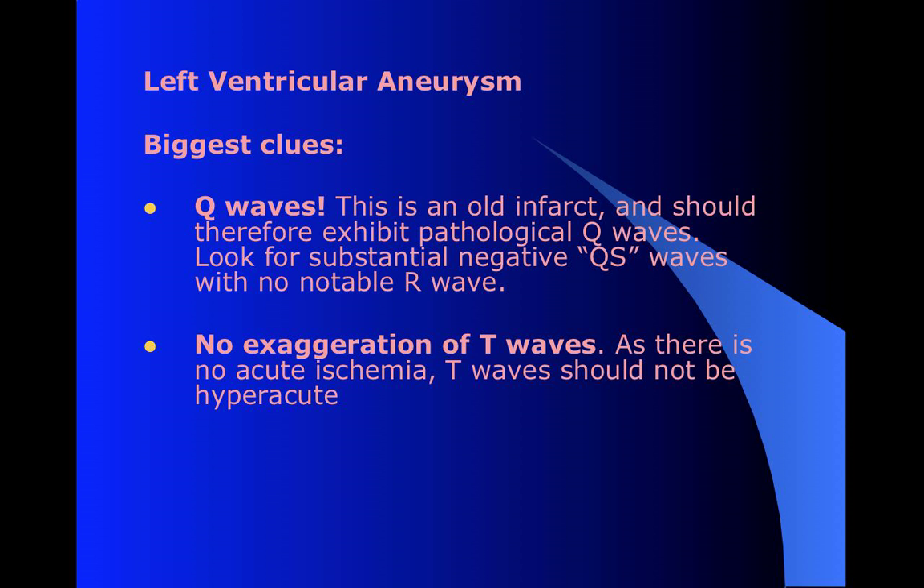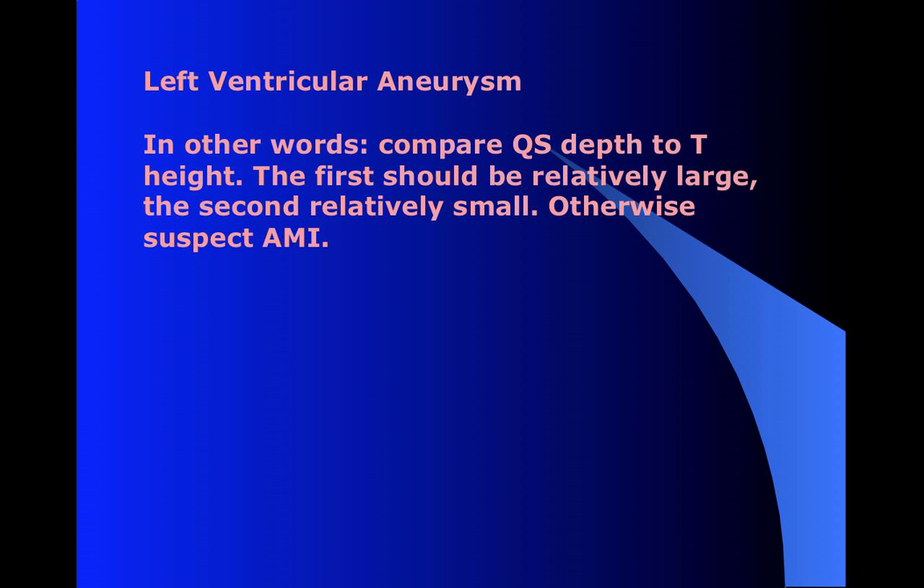Your biggest clues here, are there Q waves? This is an old infarct, so there should be nice big pathological Q waves from that previous MI. So the classic LVA strip has these big negative Q, or you can call it a QS wave, with maybe little to no R wave because you've just lost that from the damage. And despite that, there is no acute ischemia, so T waves should not be exaggerated at all. They shouldn't have any hyperacuity, and they shouldn't really be growing in that typical way.